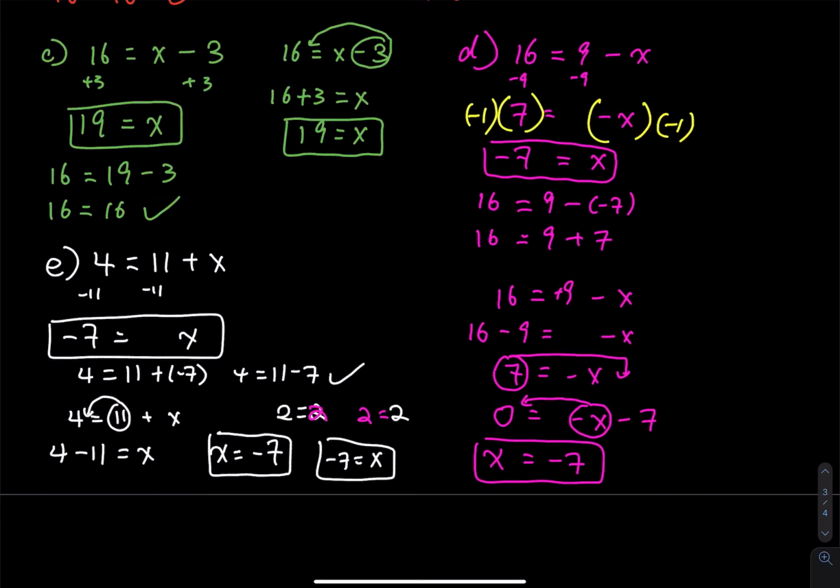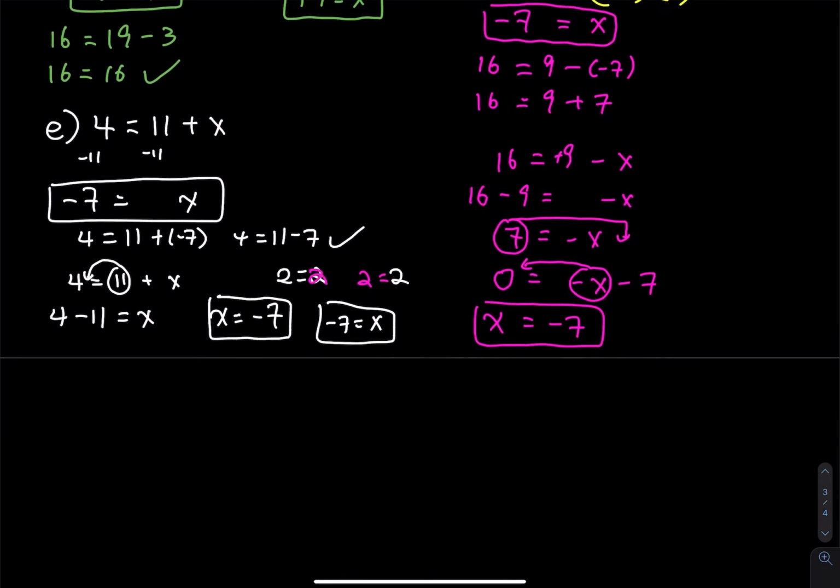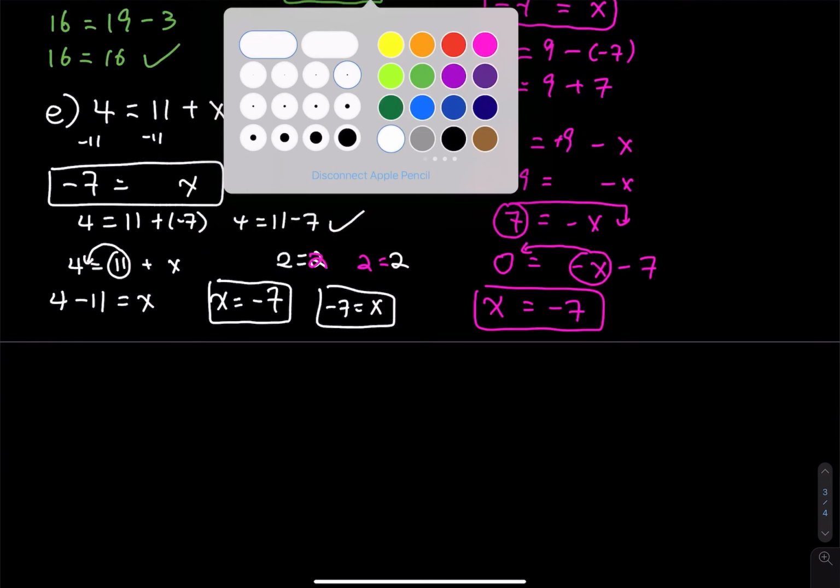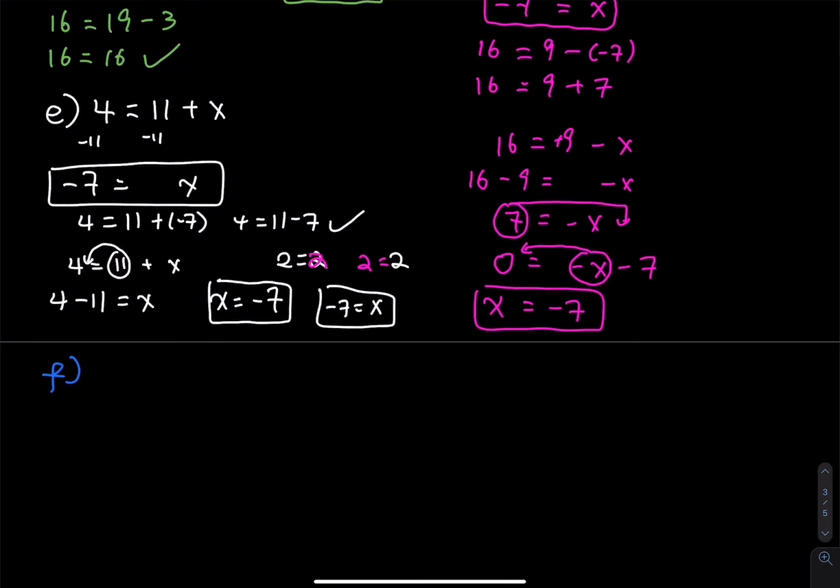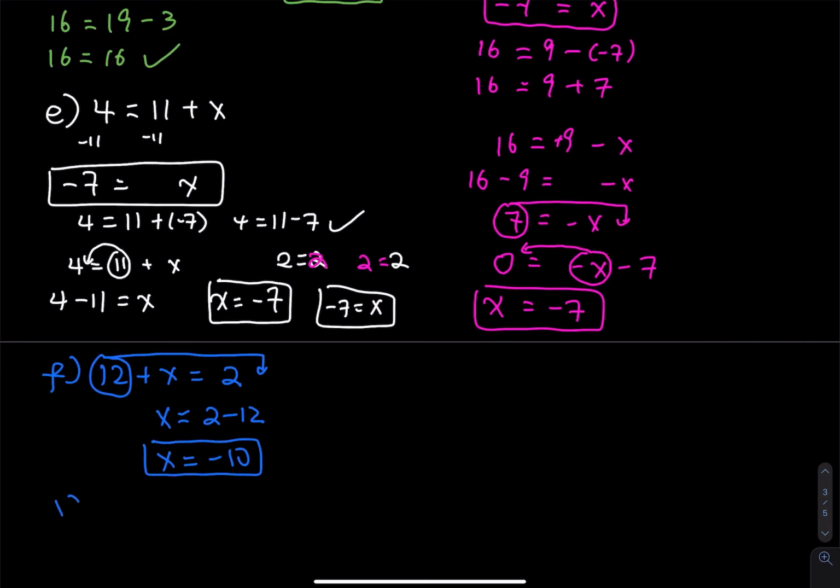And then we have part F. So part F, we have 12 plus x equals to 2. Move the positive 12 over to the other side. x is equal to 2 minus 12. x is equal to, what is that equal to? Negative 10, right? Check my work. 12 plus negative 10 is equal to 2. Plus minus becomes a minus. So this is absolutely right.